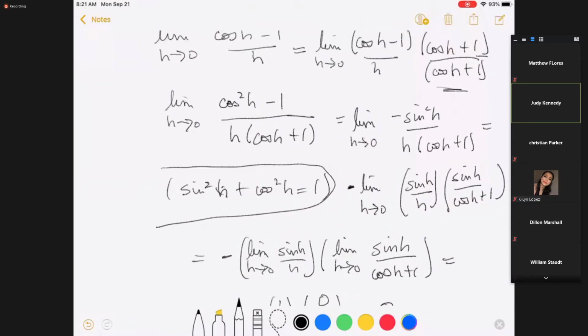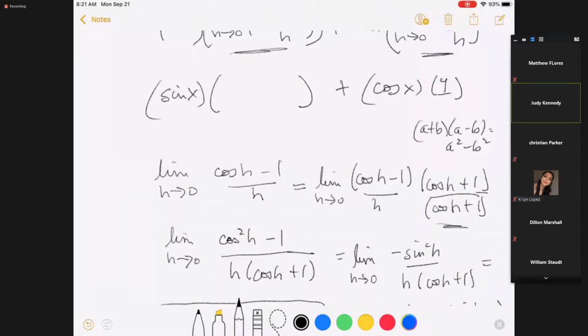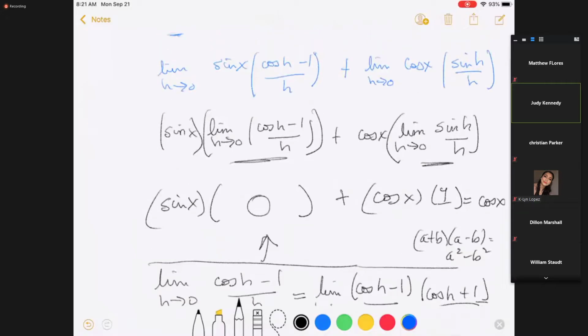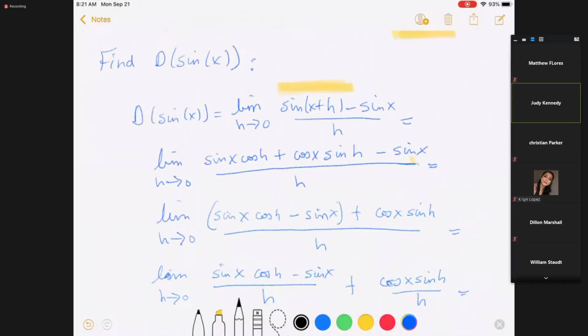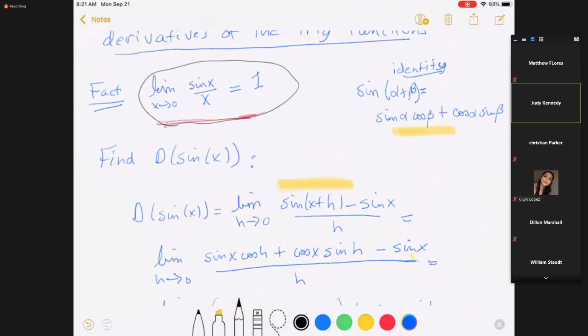Okay, so all of this is to figure out that we have a 0 there. And there you have it. The end result is cosine of x. So we proved that the derivative of the sine is the cosine, but we did use something that we haven't proved, namely that the limit as x goes to 0 of sine of x over x is equal to 1.